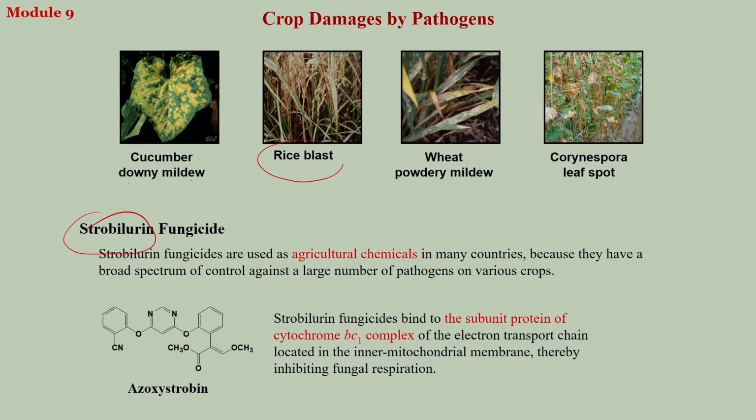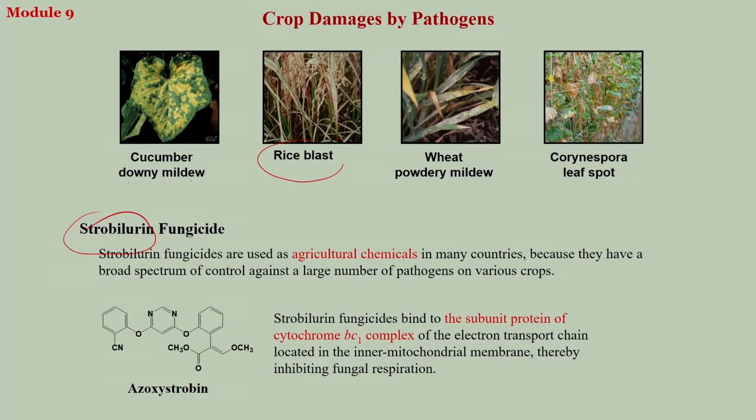How does it work? It is a fungicide used as an agricultural chemical in many countries, because it has a broad spectrum of control against a large number of pathogens on various crops. So this is a widely used fungicide that can kill a lot of pathogens and fungal attacks on crops. How does it work? It binds to the subunit protein of the cytochrome bc1 complex.